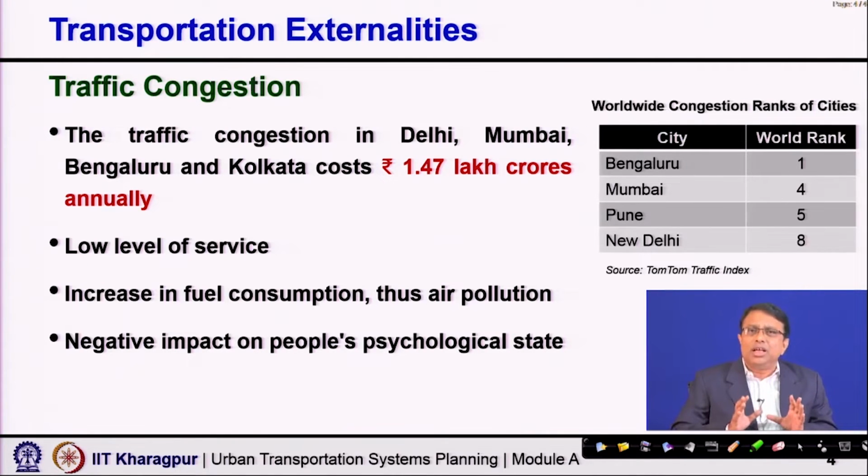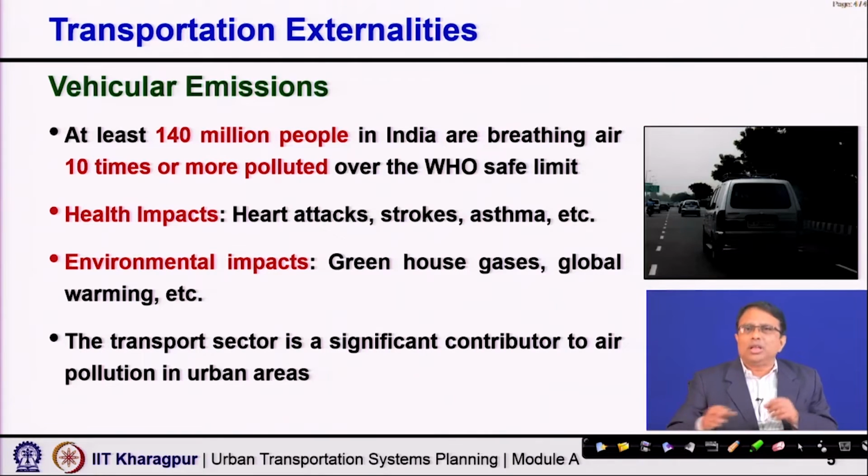So, congestion is really a big problem in Indian cities, and for those who want to work or who are working in the area of urban transportation, one of the challenges is how to really bring down this congestion level. The second, vehicular emission.